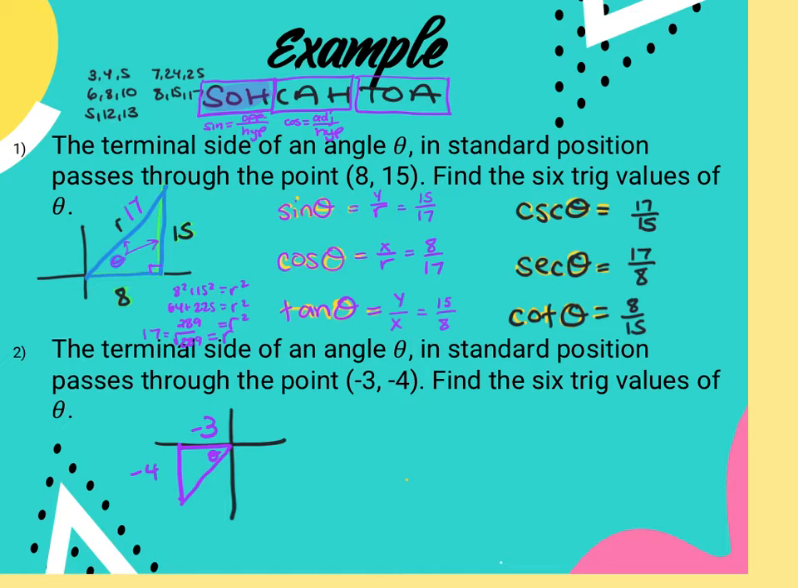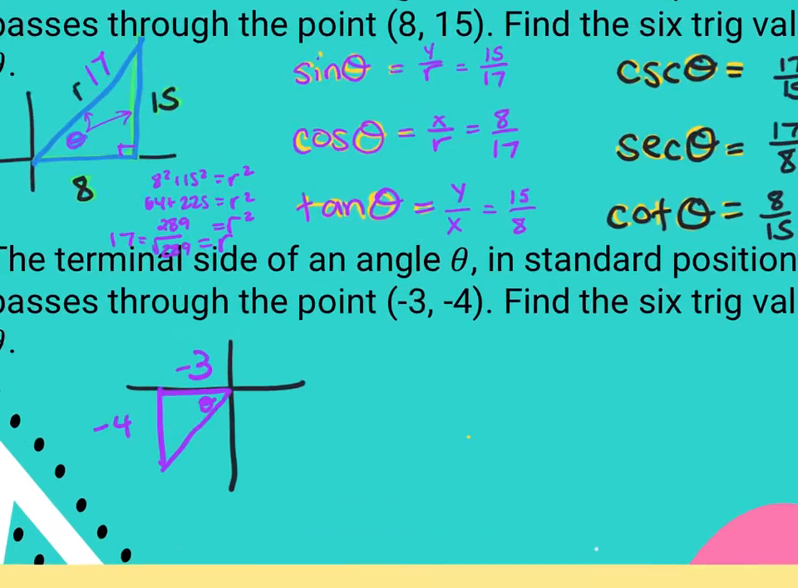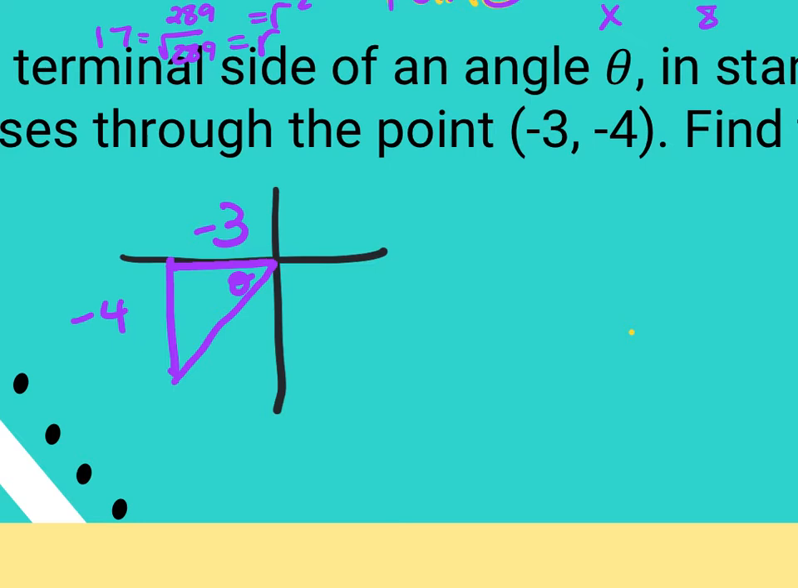What's the value for r? Oh, what's the triple? 3, 4, 5. Again, r is always positive. If we don't know it, then I would do -3 squared plus -4 squared. 9 plus 16, that's 25. And that equals r squared, so r equals the square root of 25, which is 5.